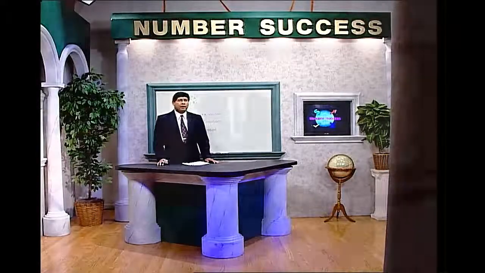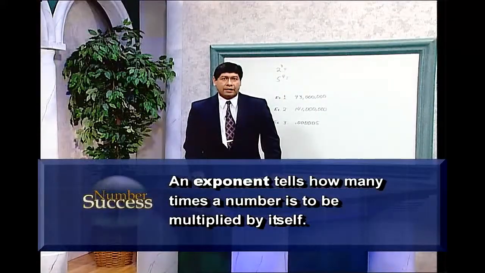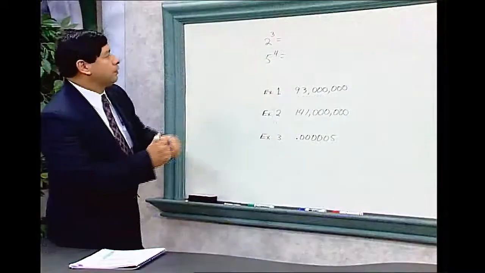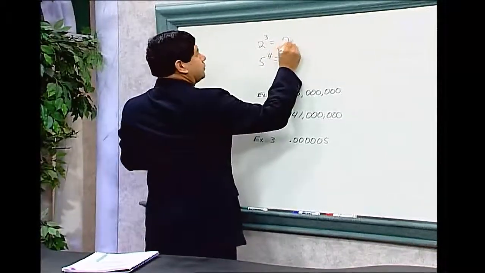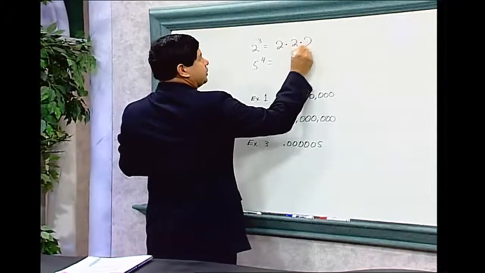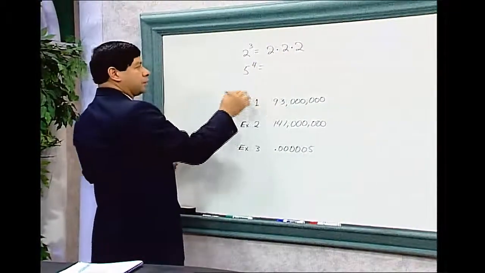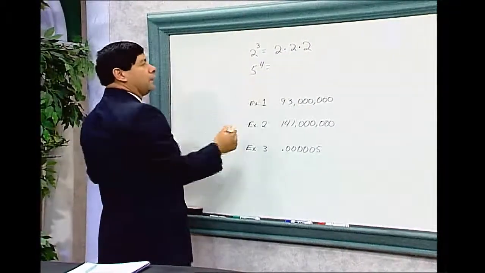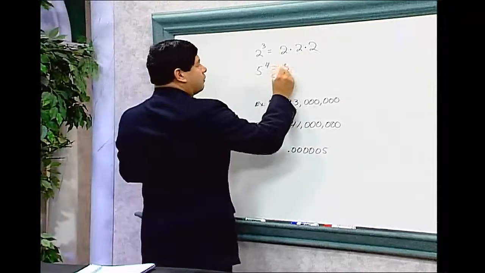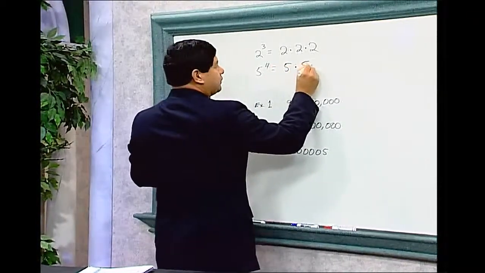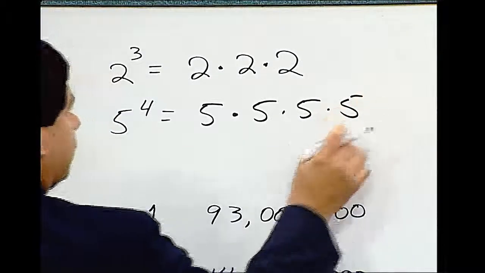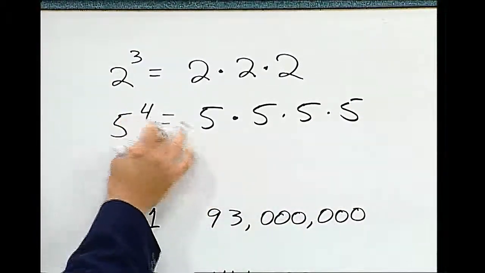Scientific notation. An exponent tells how many times a number is to be multiplied by itself. For example, 2 to the third power means 2 times 2 times 2, 2 raised to itself 3 times. Another example, 5 to the fourth power is represented as 5 times 5 times 5 times 5. Notice we have 4 5s written.